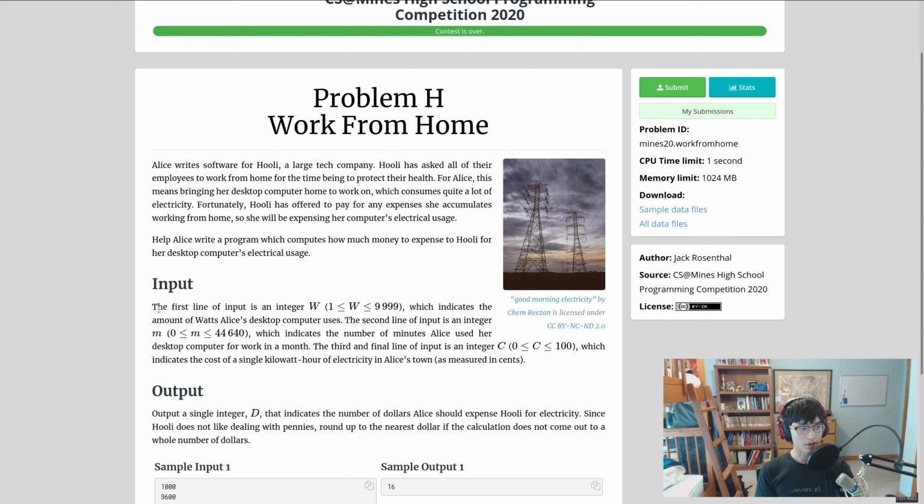Well, this is when I would start looking at the inputs that I get, and I notice that there's an integer, another integer, and another integer, and it also says that they're on different lines. So the first line, the second line, and the final line. So there's 3 lines, 3 integers. What do they represent? Well, the first one represents the number of watts that the computer is using. The second line of input is the number of minutes that the computer is being used, and then C is the cost of a single kilowatt hour of electricity as measured in cents.